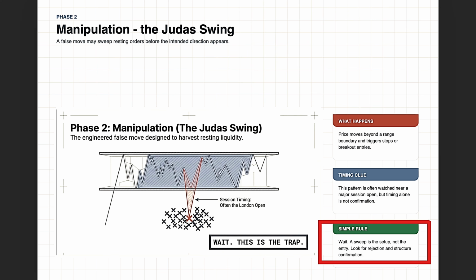So what is the simple rule here? Wait for the sweep. That is the setup, not the entry. Here, the liquidity sweep, which is your setup. You should not enter here. Look for rejection and structure confirmation. Here you have to wait for a reaction, and the structure will be confirmed here.